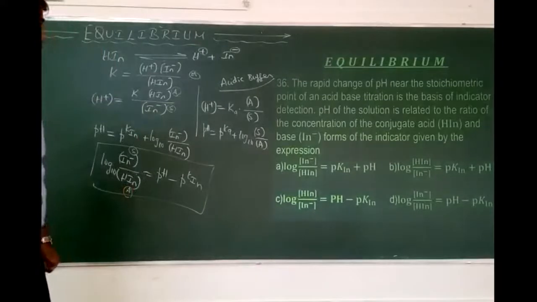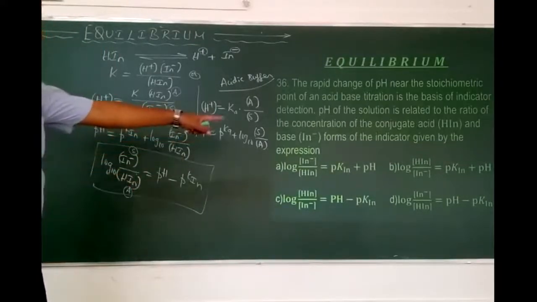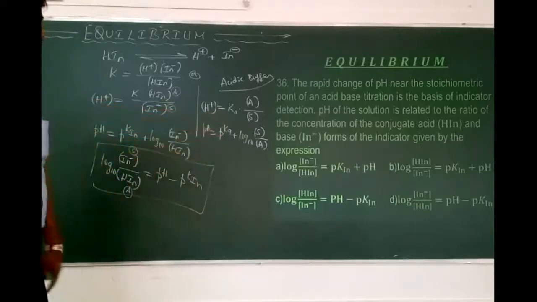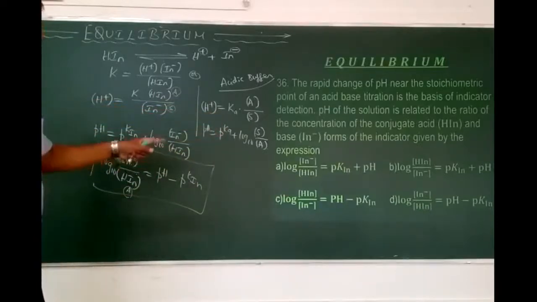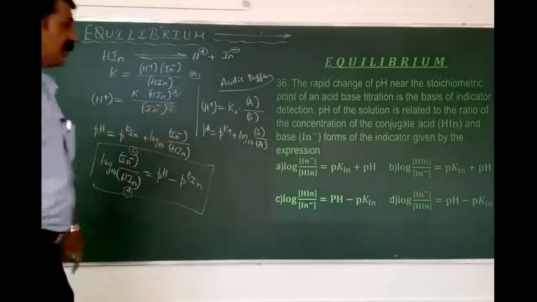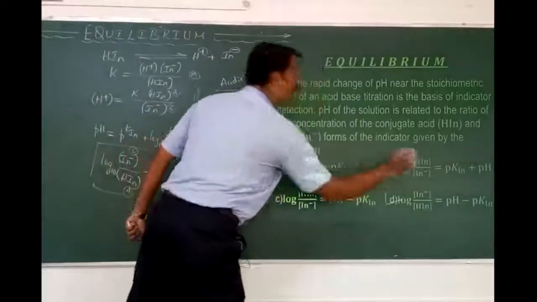So where we are observing here, IN divided by HIN is pH. No, these two A and B get cancelled. So I think it is HIN divided by IN. Therefore the option with respect to this is D.